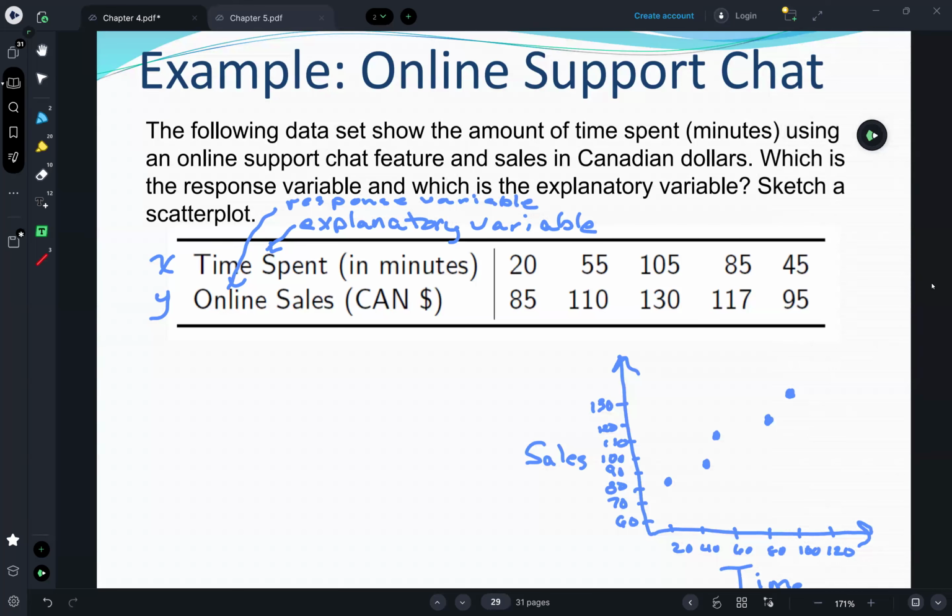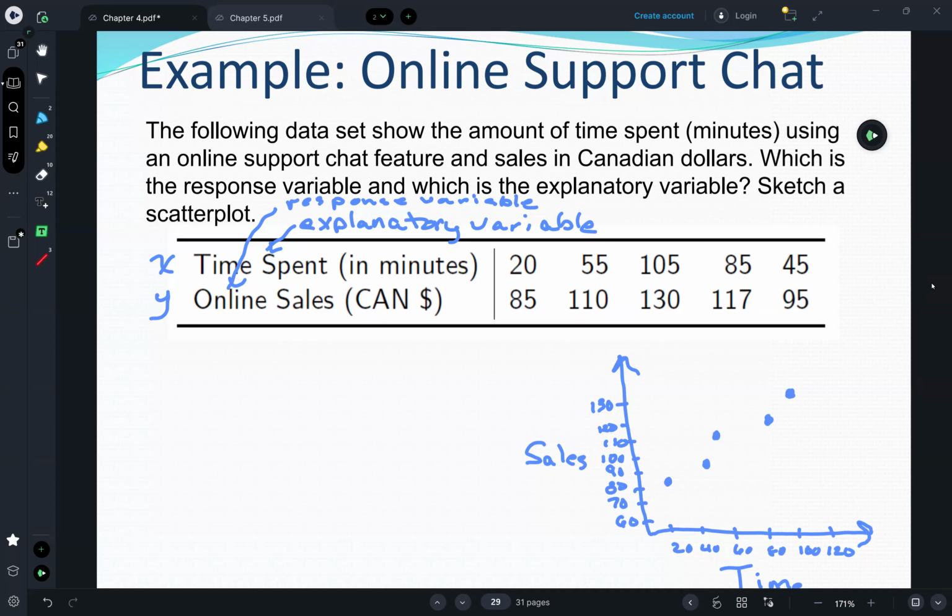Right, in Canadian dollars. And so we want to see if having this online chat feature is profitable for the company. The best way to do that is to run a correlation analysis and also run a regression analysis, which we will do in chapter 5, same data set.